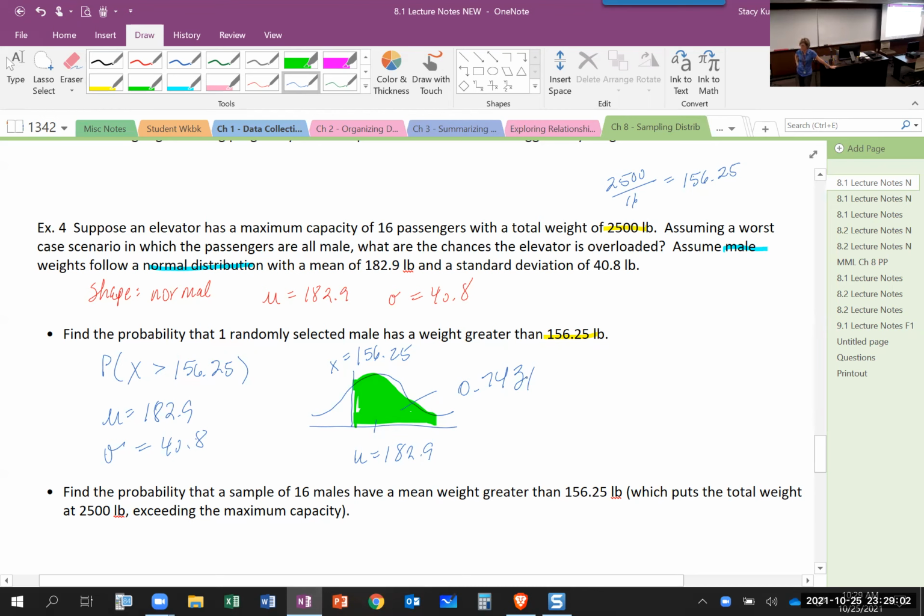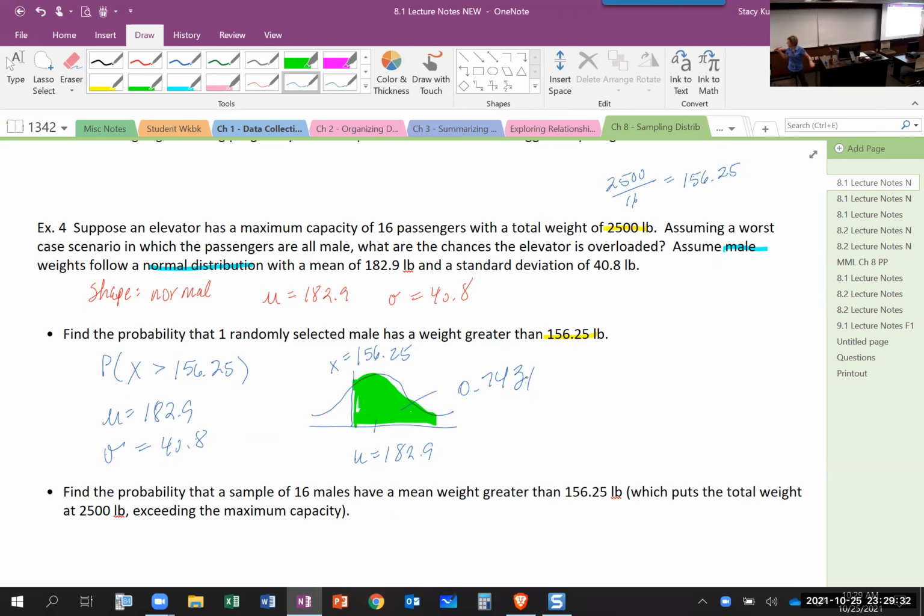The probability that one randomly selected male in the elevator would have a weight greater than 156.25 pounds, 0.74. I take issue with one part of that, because everything's correct in essence, except we are not talking about the 16 people. It becomes important for us to differentiate between a question asking about a population and a question asking about sampling.